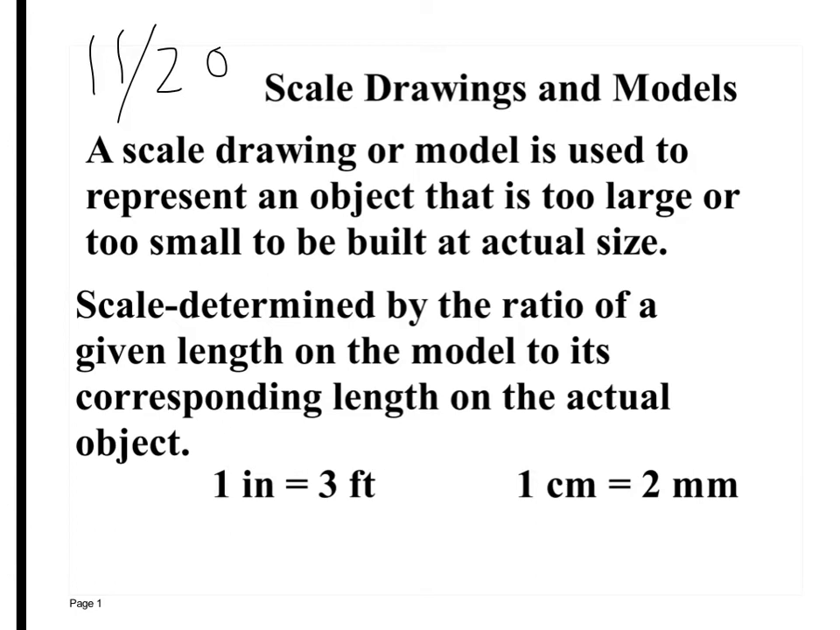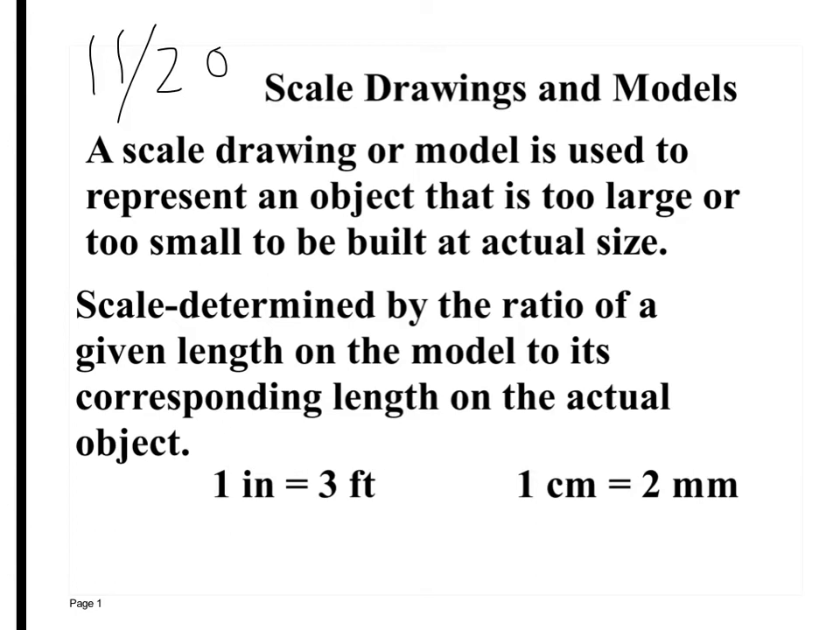So a scale is determined by the ratio of the given length on the model to the corresponding length on the actual object. So what I'm talking about is 1 inch on the model airplane might be 3 feet on the actual airplane, or 20 feet on the actual airplane. Okay, that's the scale. Or a map. One inch on the map is actually 100 miles in real life. Those are for ones that are too large to be built.